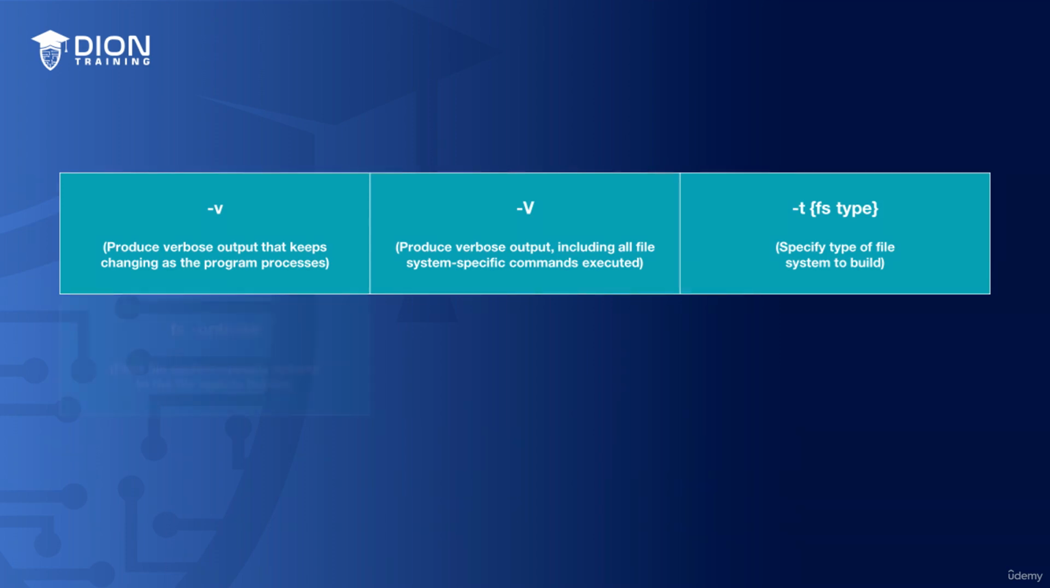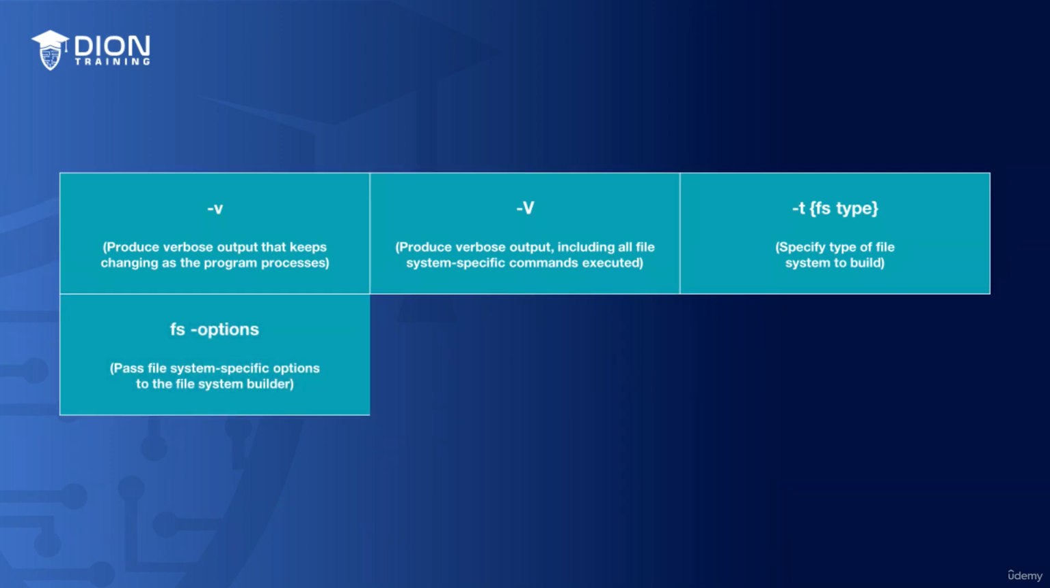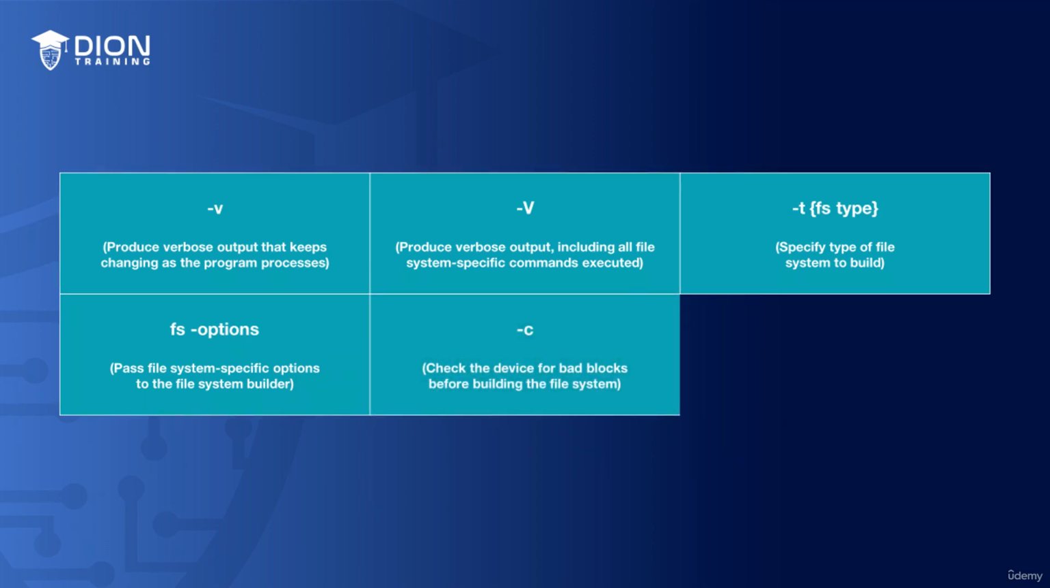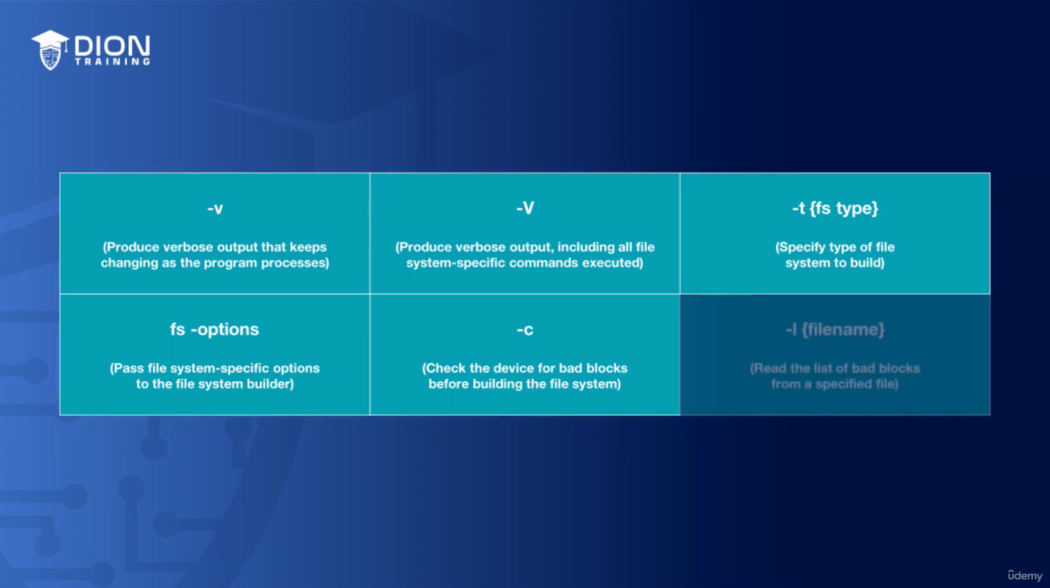If you use option fs-options, it's going to be used to pass the file system specific options to the file system builder. If you use option -c, it's going to be used to check the device for any bad blocks before it builds the file system. If you use option -l and the file name, it's going to actually read the list of bad blocks from a specified file that you've already run this command against.